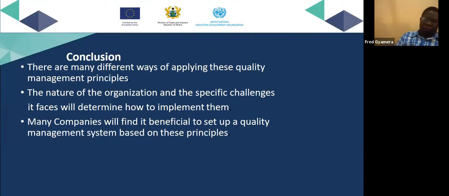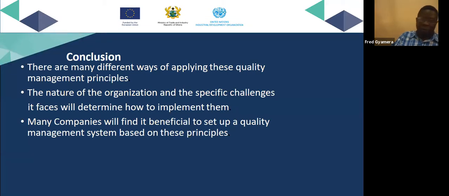Now, let's draw some conclusions. There are many different ways of applying this quality management principle. I've mentioned a few in the examples and the actions to take. The nature of your challenge, or your company's specific challenges as you speak, will determine how to implement them. If you have a challenge with customers, or in how to manage your processes to achieve the desired results, that will determine which of these 7 principles you should apply as the key to resolve some of those challenges.